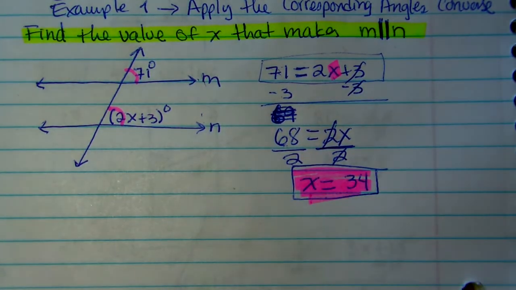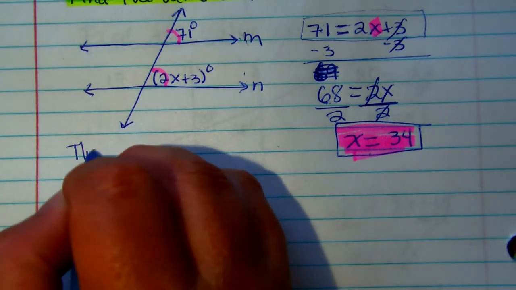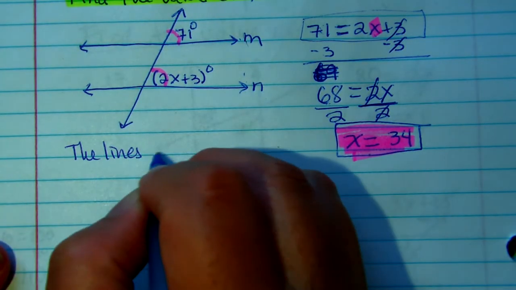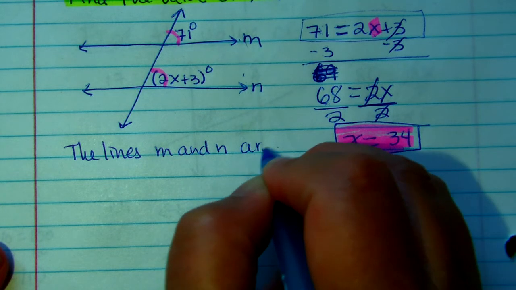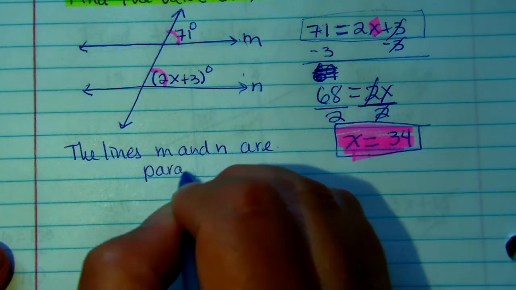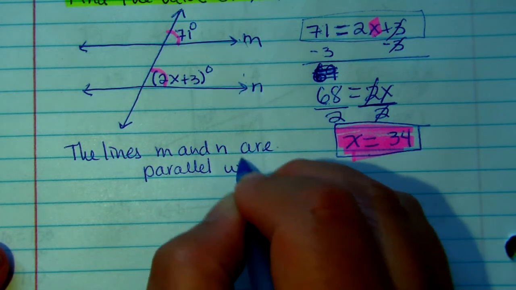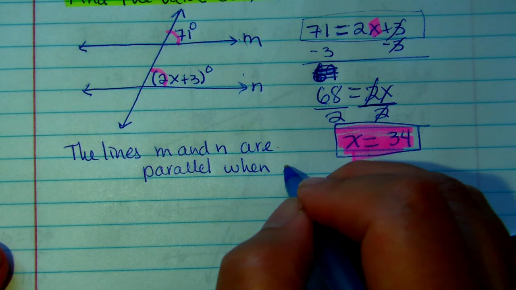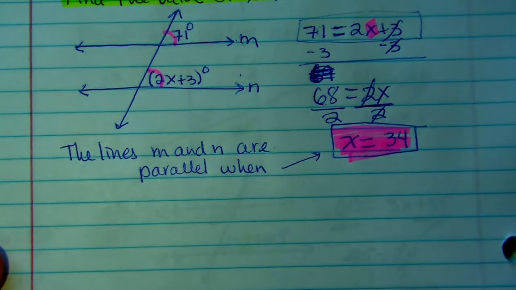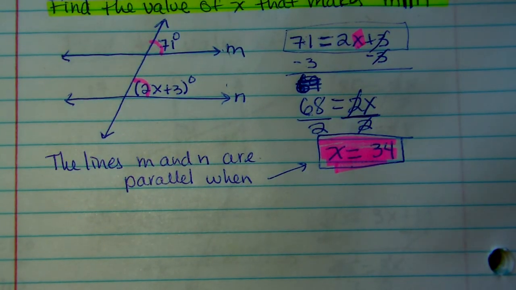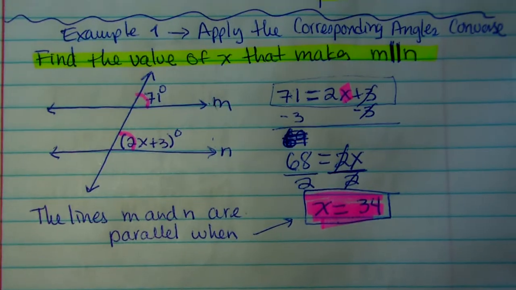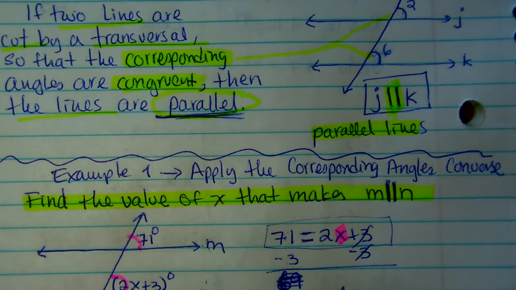And we say, let's write down the solution. The lines M and N are parallel when x equals 34. Okay? All right. That is the example for postulate 16.